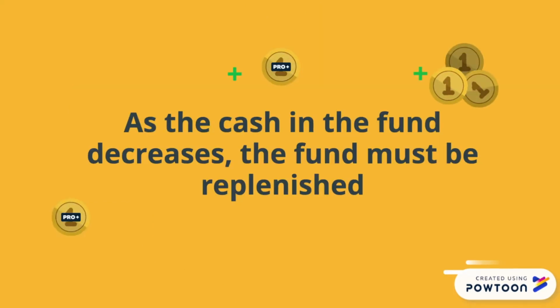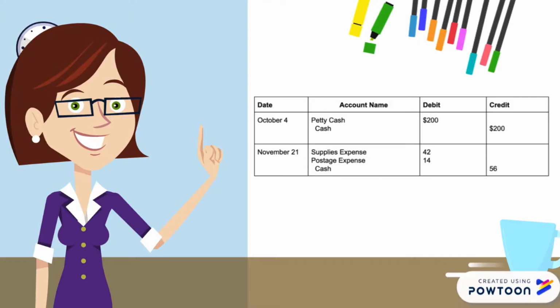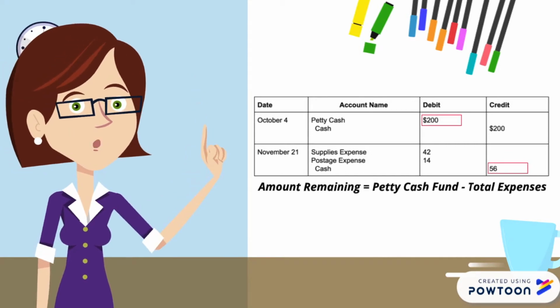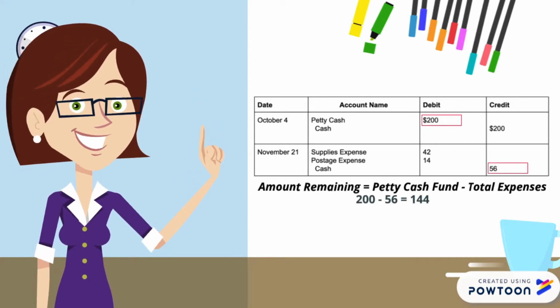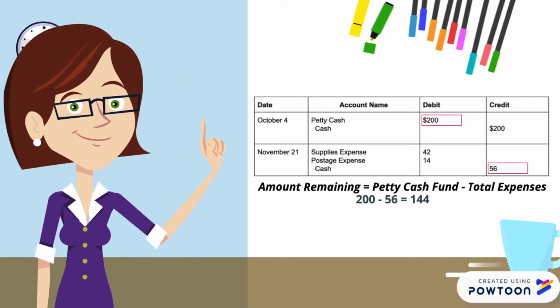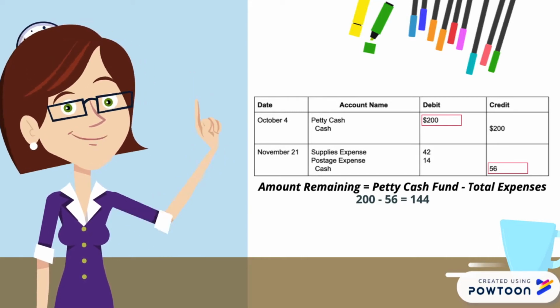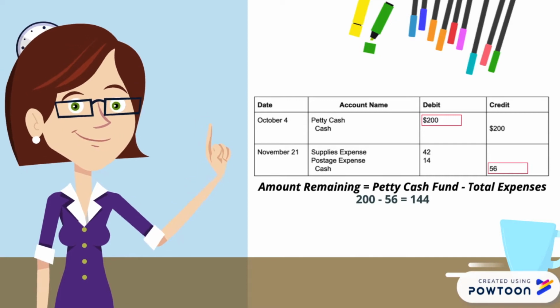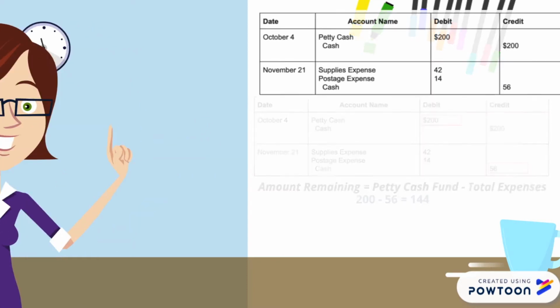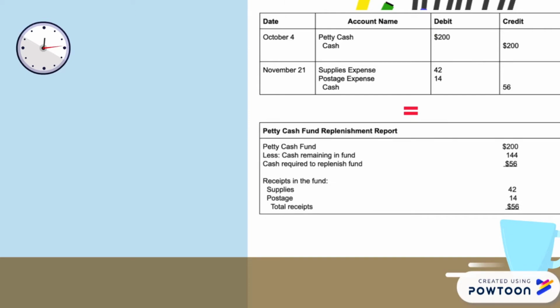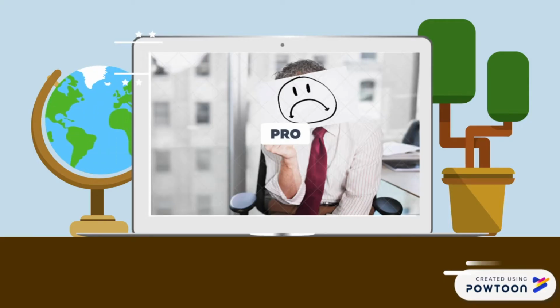Now the third operation is replenishing the fund. To do so, the fund is calculated to determine the amount spent. If our fund started off with $200 and has $144 remaining, $56 is to be requested to replenish the funds. When a petty cash fund is replenished, the amount of cash needed for replenishment should equal the total amount of receipts. But the world of accounting is not perfect, and this will not always be the case.